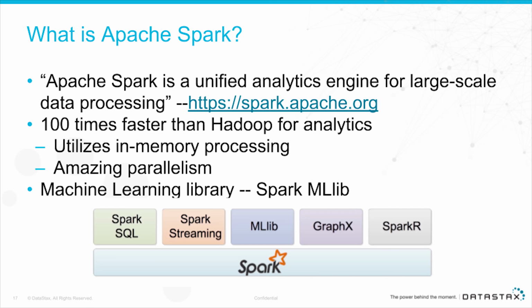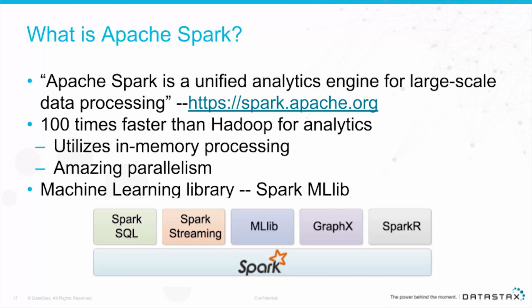All right, now this is the world's quickest introduction to Apache Spark. Okay, so what is Apache Spark? Apache Spark is a unified analytics engine for large-scale data processing. I'm just going to highlight this term right here, analytics engine. It's going to help us do our analytics, especially here in this demo. It's 100 times faster than Hadoop, and it utilizes in-memory processing and amazing parallelism to get that. Spark has quite a few things, but we're going to be talking about the machine learning libraries.